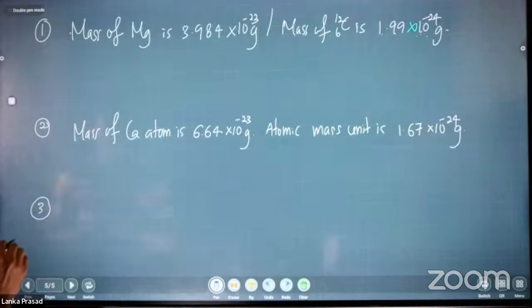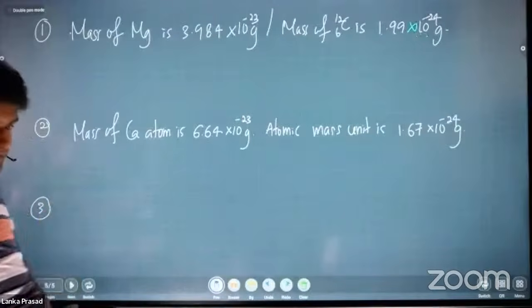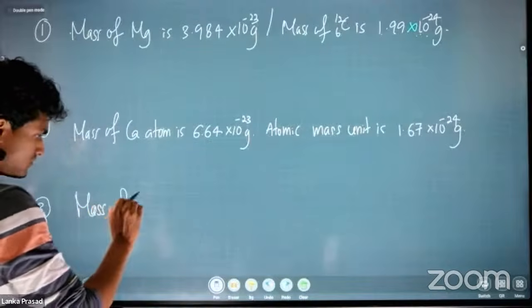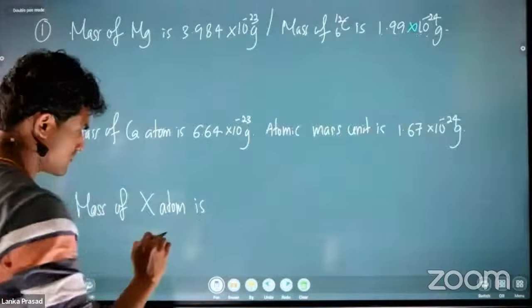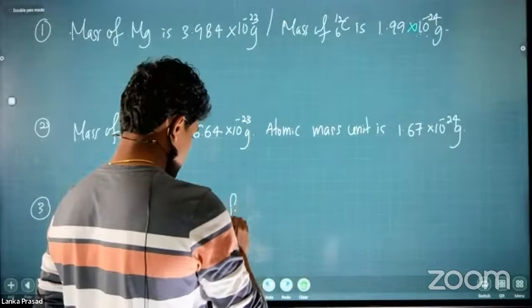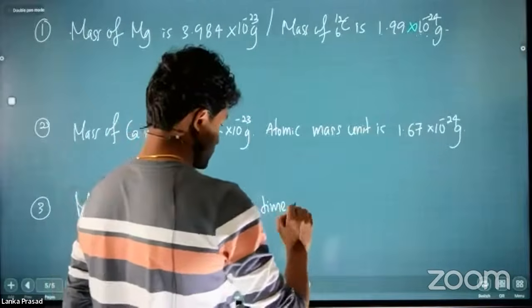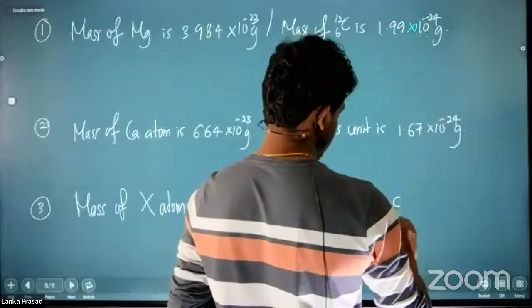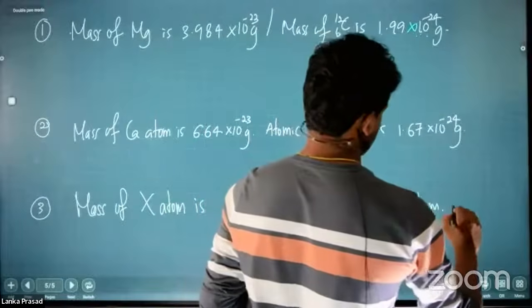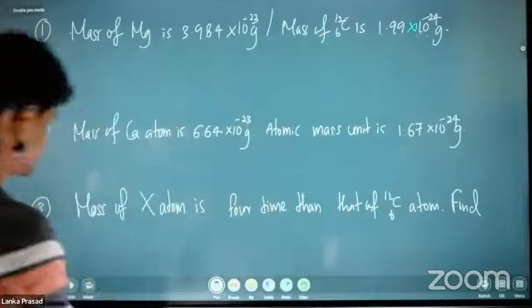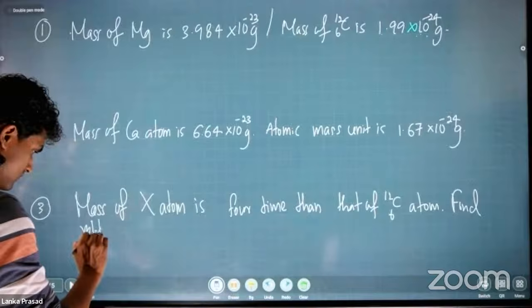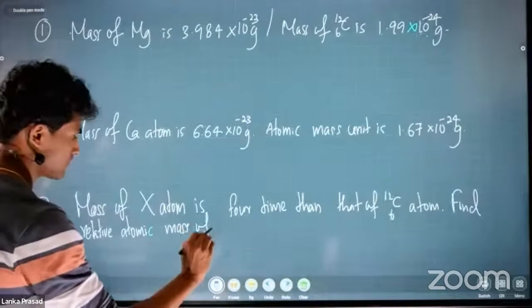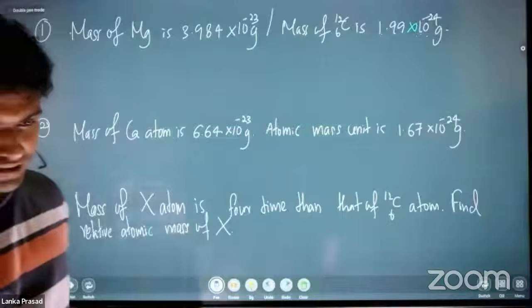Third one. Mass of X atom is 4 times that of C-12 atom. Find the relative atomic mass of X. Hurry. Find it.